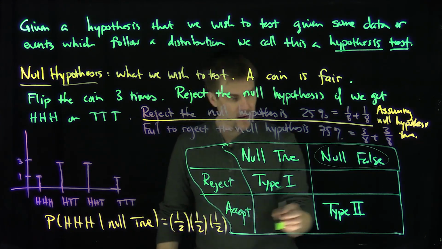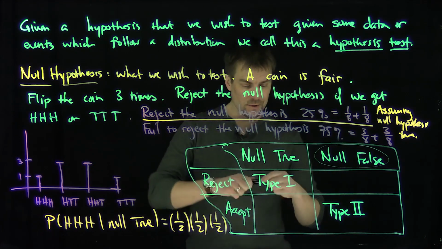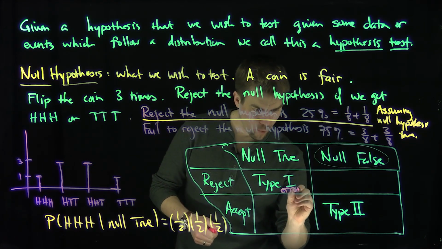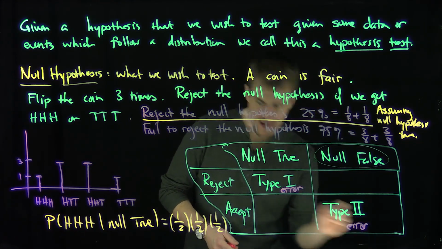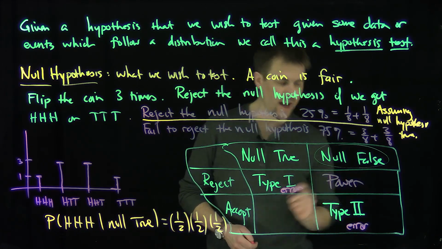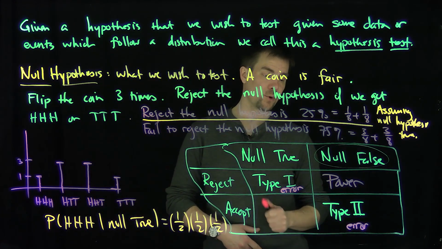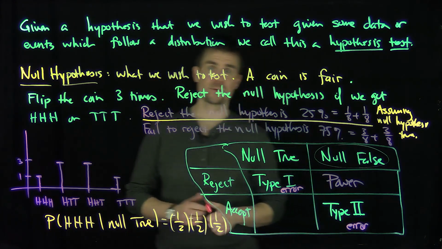If I reject the null hypothesis when the null hypothesis is false, that also has a name. That's not an error. So these, of course, are errors: that's a type 1 error, that's a type 2 error. If I reject the null hypothesis when the null hypothesis is false, that's called the power of the test. The power of the test is the complement, or 1 minus the probability of a type 2 error.